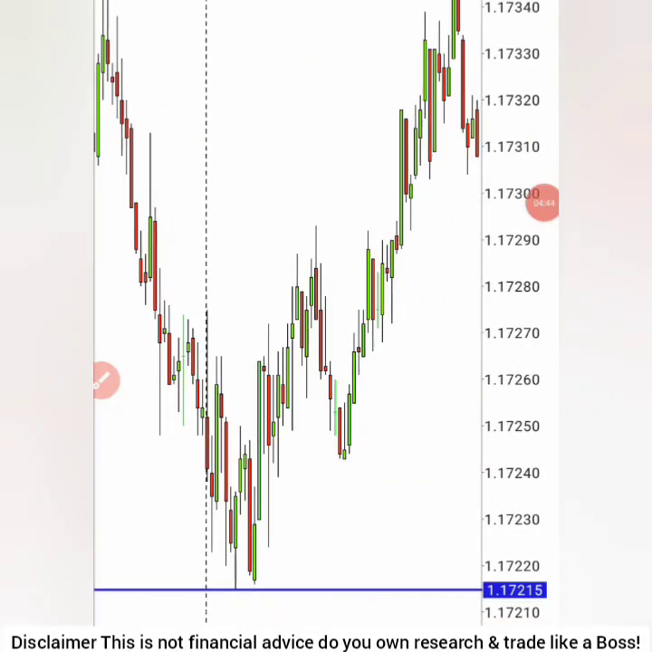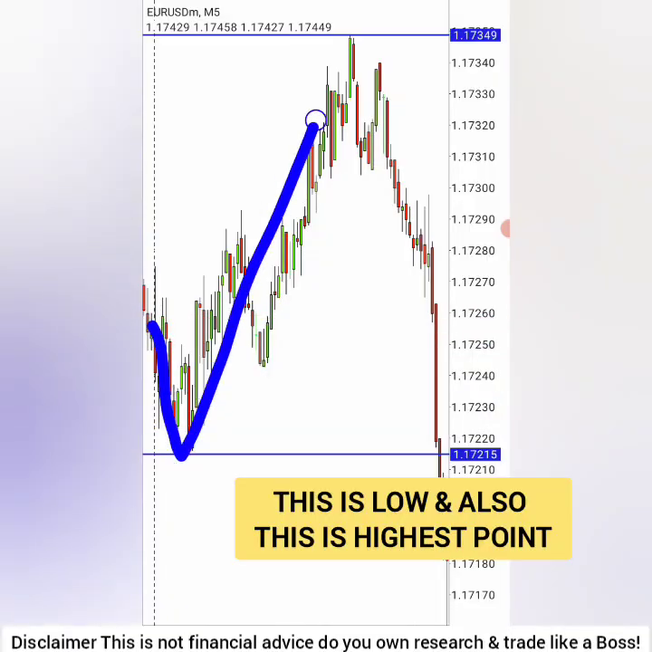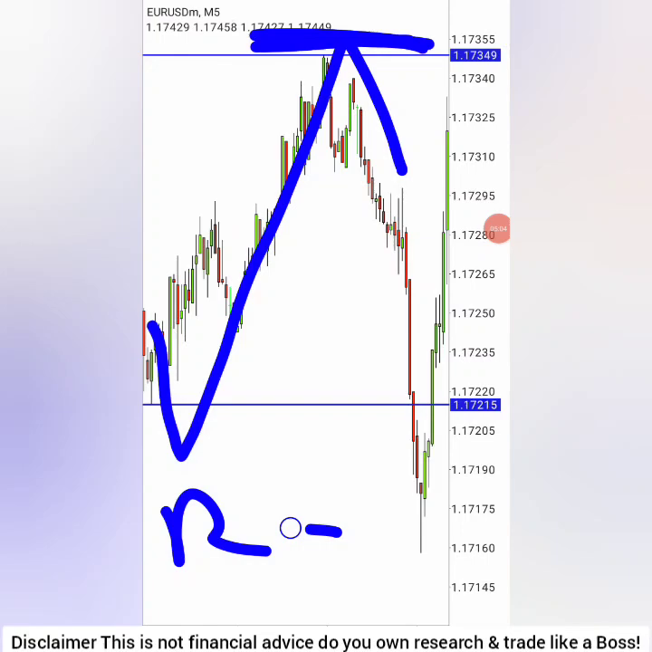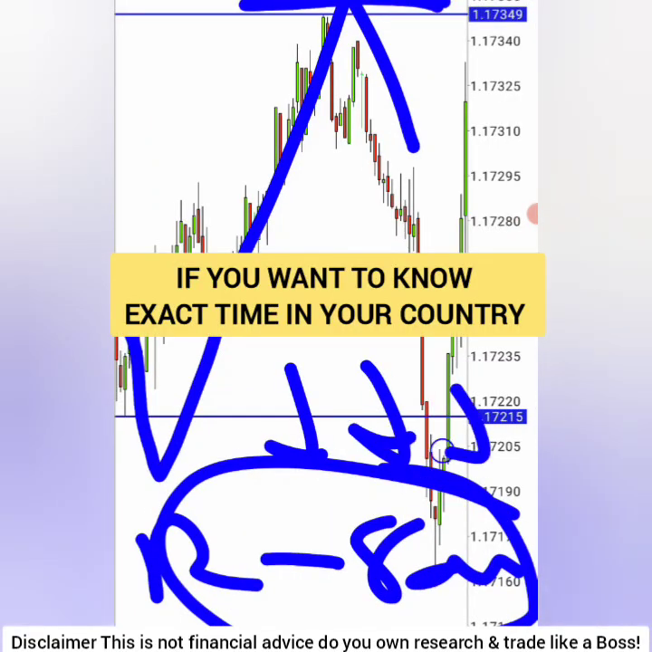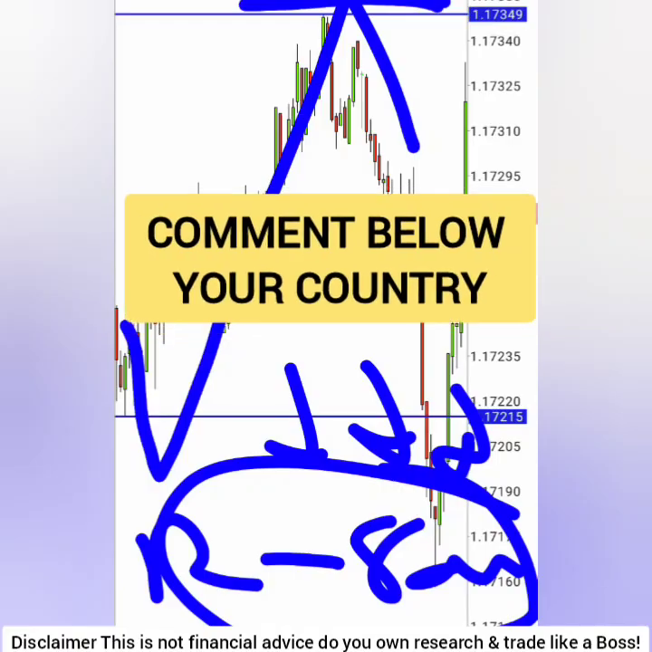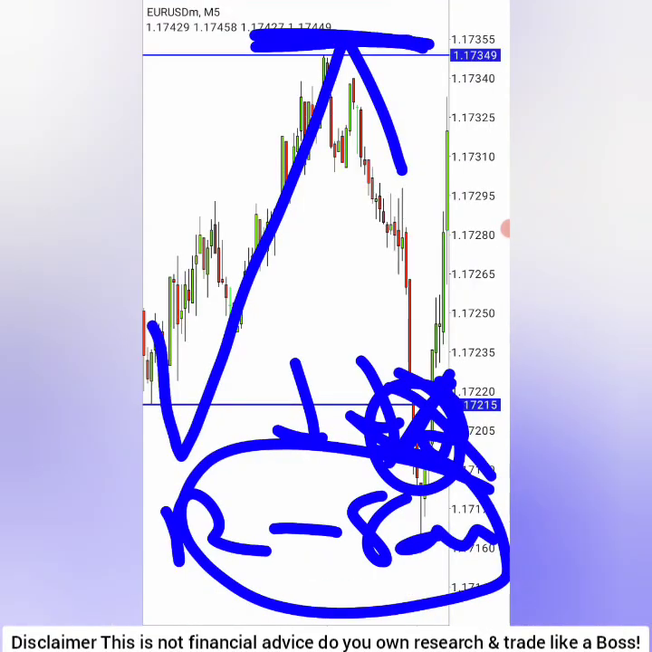If you do not understand the first trade, this one is much simpler. You can see this is the low and this is the highest point that you have from 12 a.m. up to 8 a.m. If you want to know the exact time this will be in your country, comment below your country so that I can tell you the exact time that you can find this trade to make money.